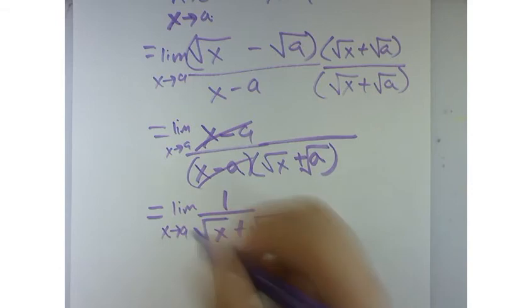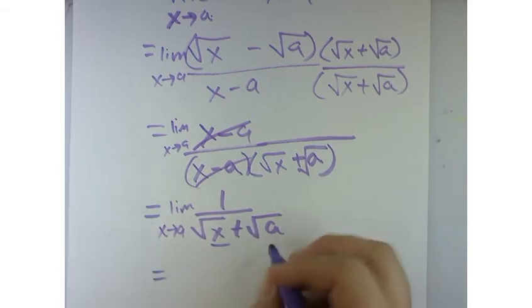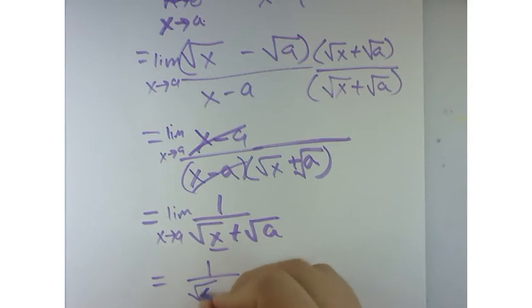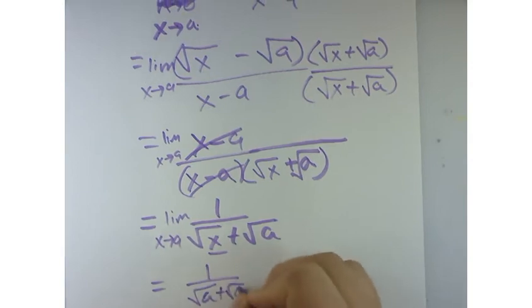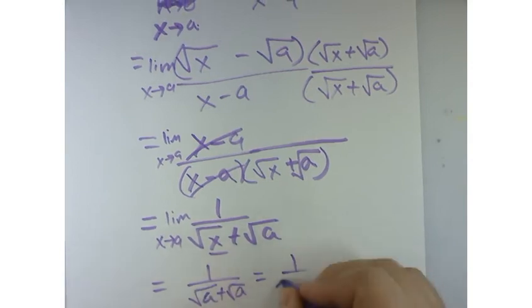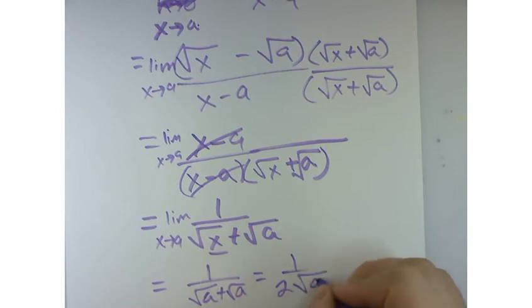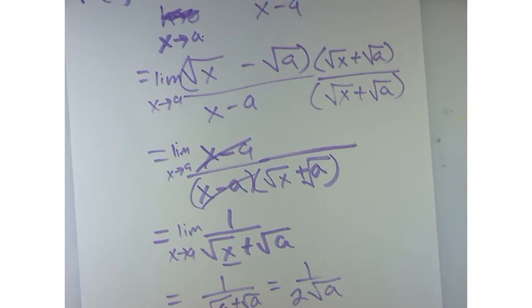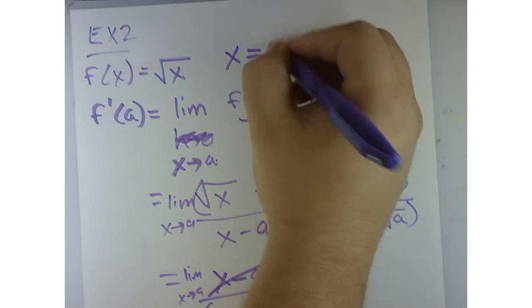So what I'm going to do is wherever there's an x, I'm going to plug in a. So that equals 1 over the square root of a plus the square root of a, which is equal to 1 over 2 the square root of a. And that's what I said. It was 1/2 over the square root of x, but we've replaced the x with a. And so now whatever value I plug in for my a, because what we're really saying is that we're going to let x equal a.